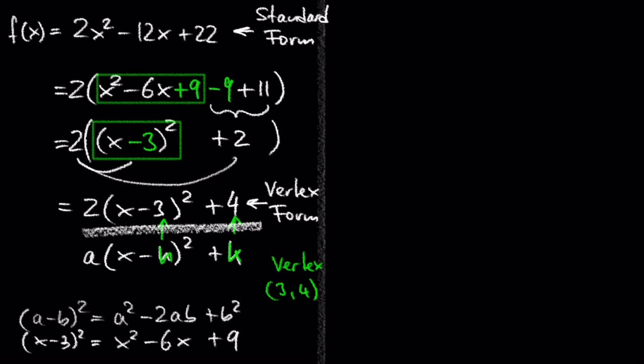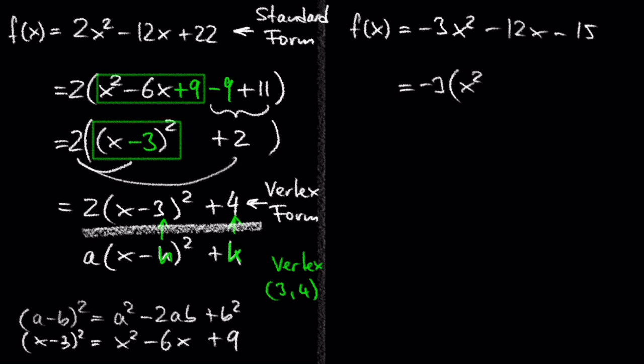Let's do one more example for the sake of practice. F of x equals negative 3x squared minus 12x minus 15. I really encourage you to pause the video and try this on your own. We factor out negative 3 because x squared has to stand alone by itself. Negative 12x divided by negative 3 is 4x, and negative 15 divided by negative 3 is 5.